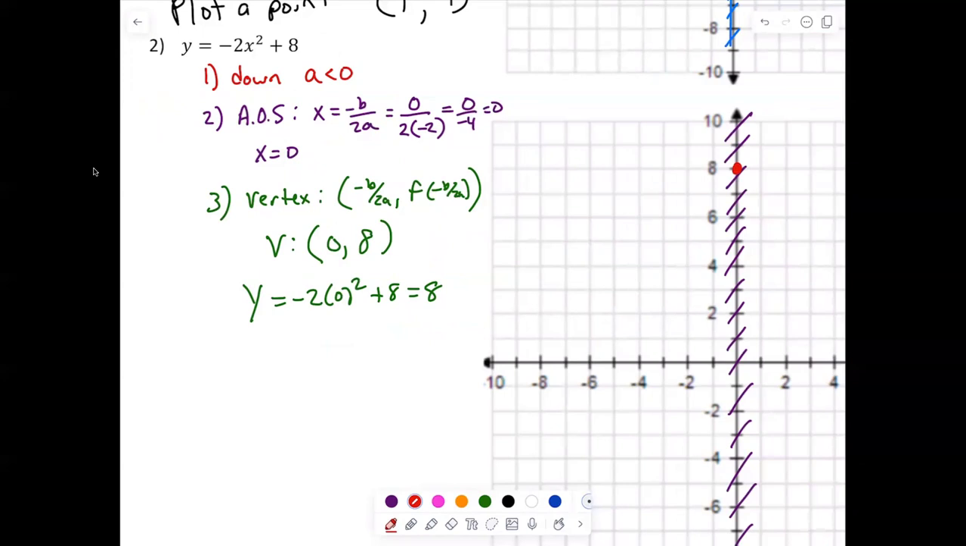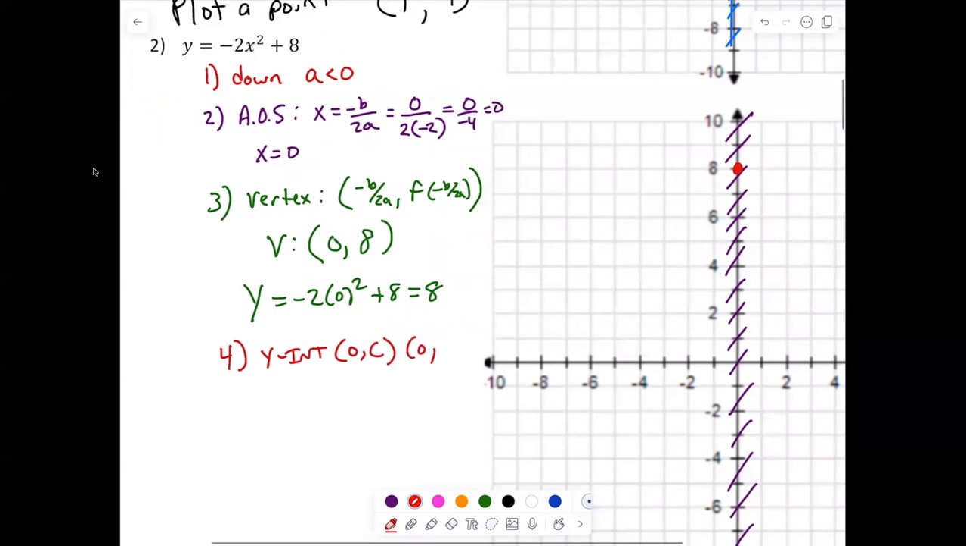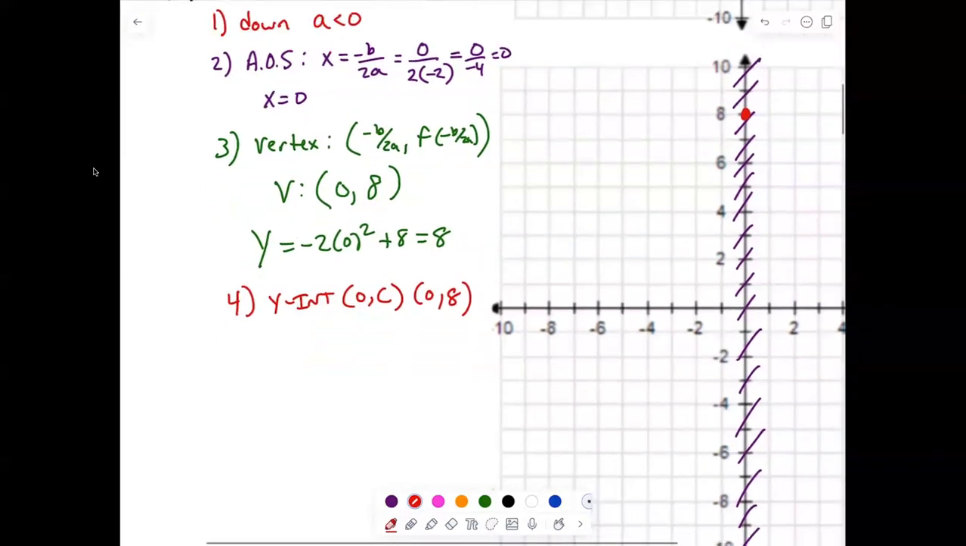Now, question number 4, our y-intercept. Our y-intercept is always 0, comma c. So our y-intercept is 0, comma 8, which is a problem, correct? Because 0, 8 is also the vertex. So I have to plug in another point. What's the easiest point to plug in? 1. So now we're going to do 1, comma.